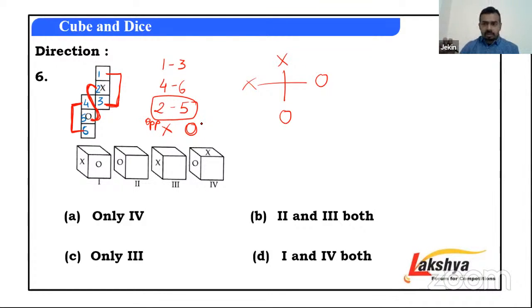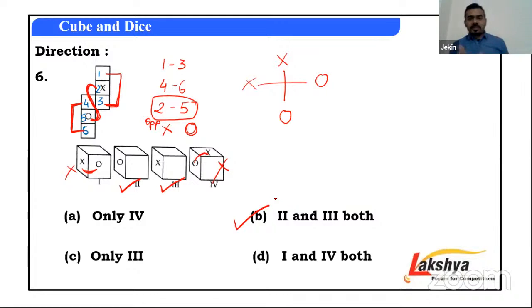So now with this knowledge, let us have a look at the figures from 1 to 4. Now in figure 1, X and O are adjacent, so this will not work. In figure 2, O is over here, X is nowhere adjacent to O, so this is workable. In figure 3, X is over here, O is nowhere near X, so this is workable. In figure 4, O and X are adjacent to each other, so this will not work. Therefore, the answer is 2 and 3 both. This was clearer. This was a different kind of a sum. I hope this is clear to you.